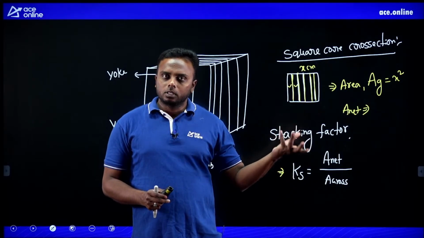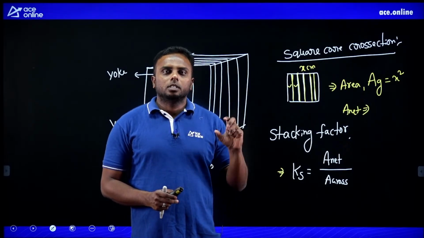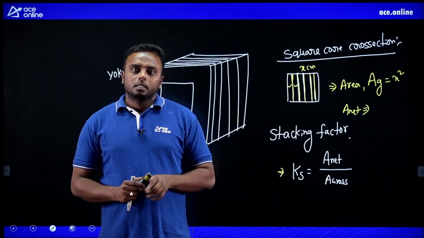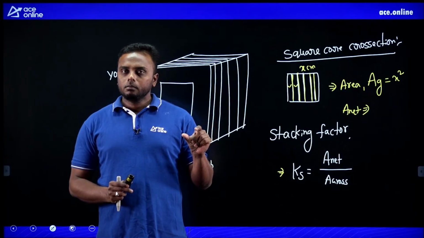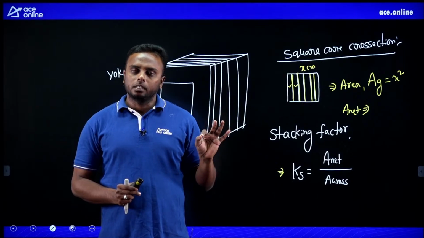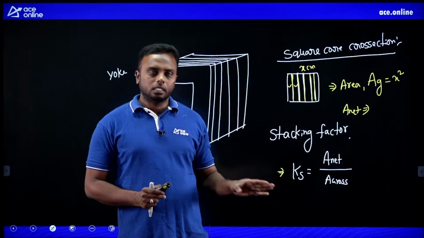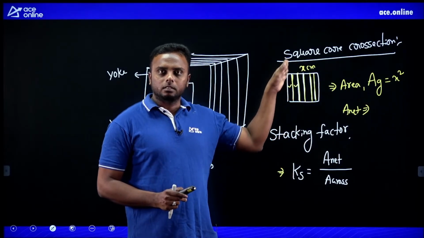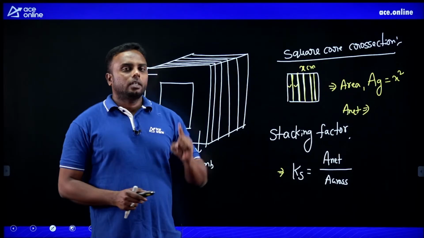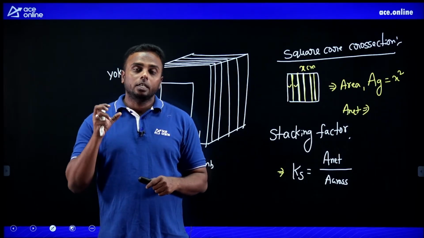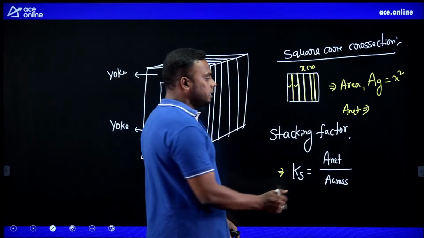So stacking factor they give as some 90%, 92%, 94%, 95%, anything. Suppose 95% stacking factor is given. That means 95% is iron and the remaining 5% is insulation in between the laminations. Suppose stacking factor equal to 1, that means solid core, no laminations. Stacking factor equal to 1 indicates solid core.